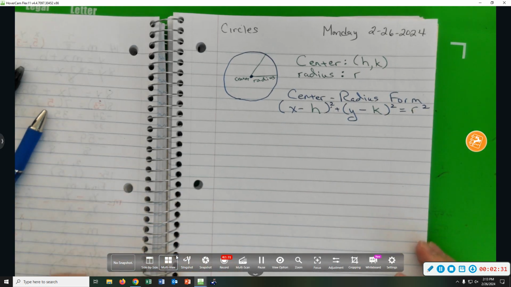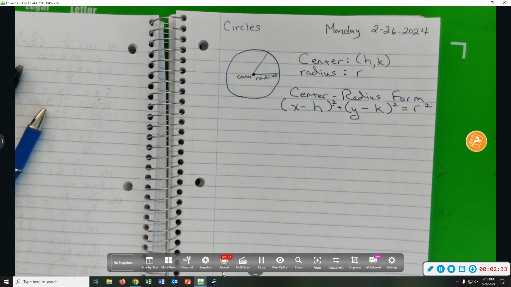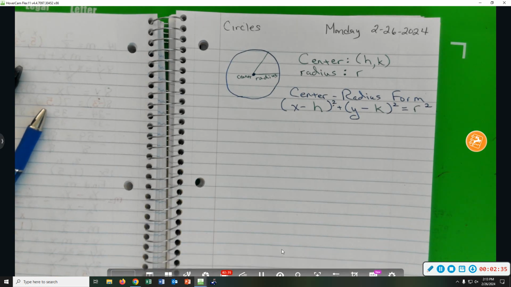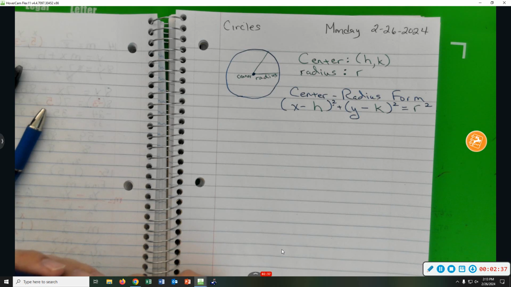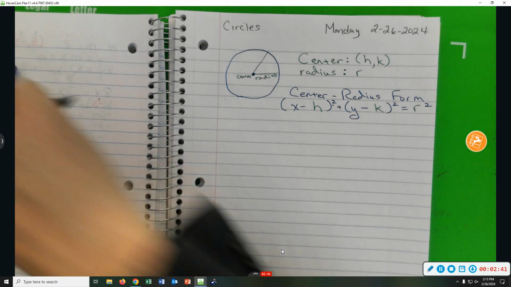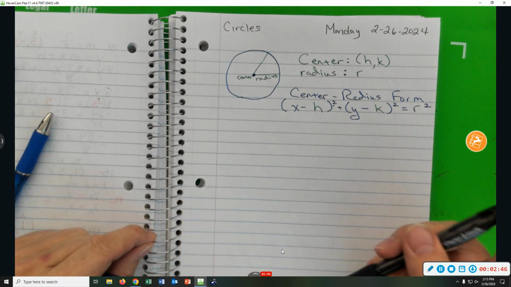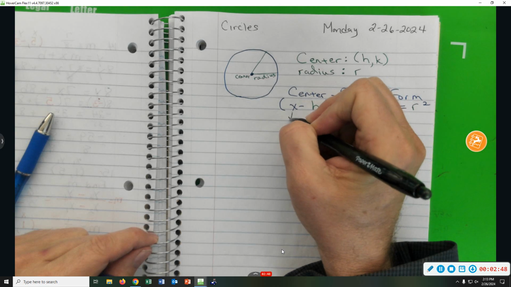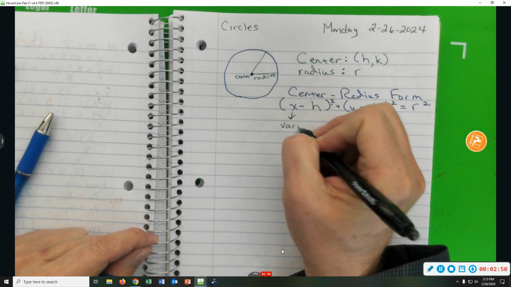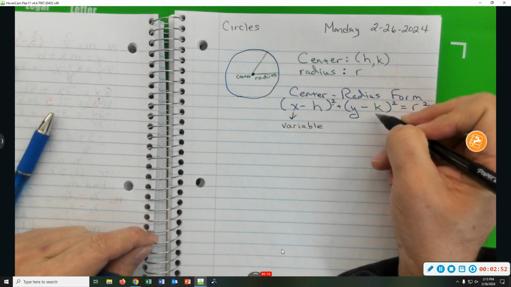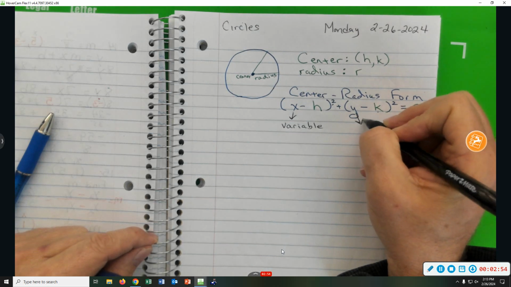That's a lot of letters floating around there. Realize that x and y are the only variables. Those are the real letters. h, k, and r, they're going to be numbers in the equation. But x is a variable, and y is a variable.